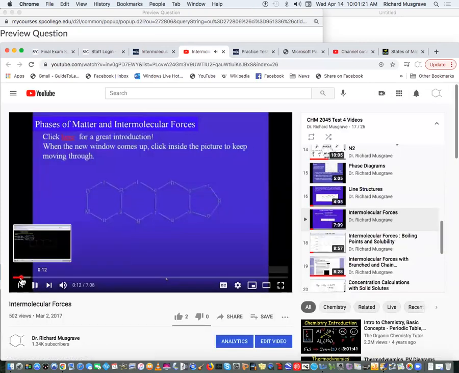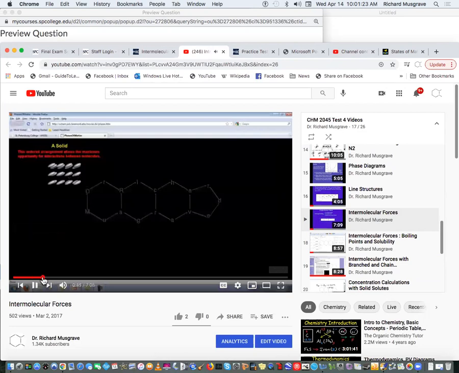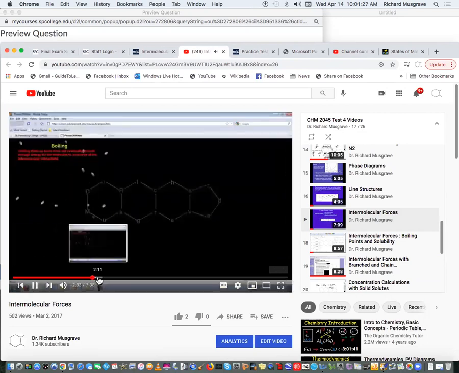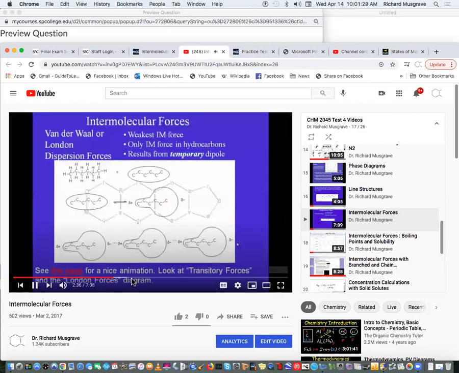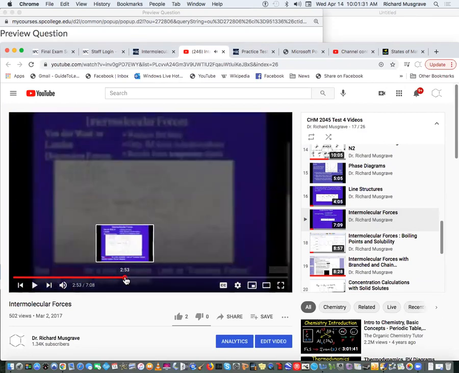This mini lecture is about the weakest of the molecular forces. That was weird that it pulled up a different video. Okay, so this is a diagram here.